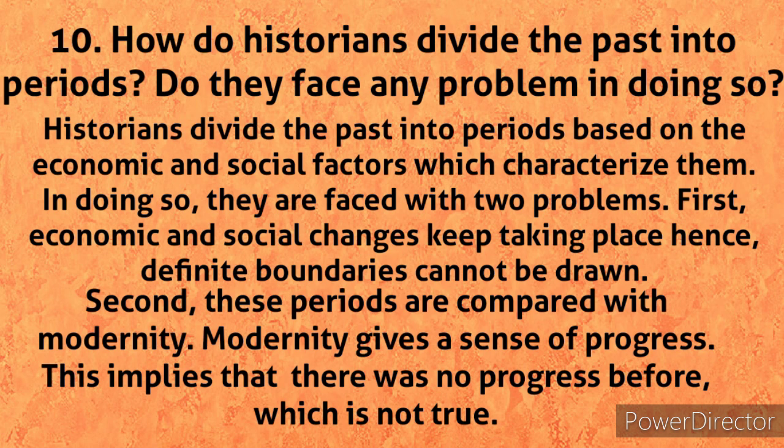Question number 10. How do historians divide the past into periods? Do they face any problem in doing so? Answer. Historians divide the past into periods based on the economic and social factors which characterize them. In doing so, they are faced with two problems. First, economic and social changes keep taking place, hence definite boundaries cannot be drawn. Second, these periods are compared with modernity. Modernity gives a sense of progress. This implies that there was no progress before, which is not true.